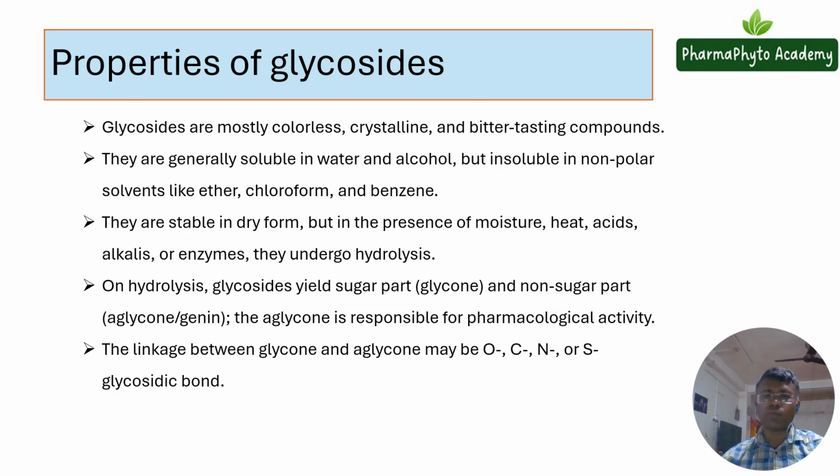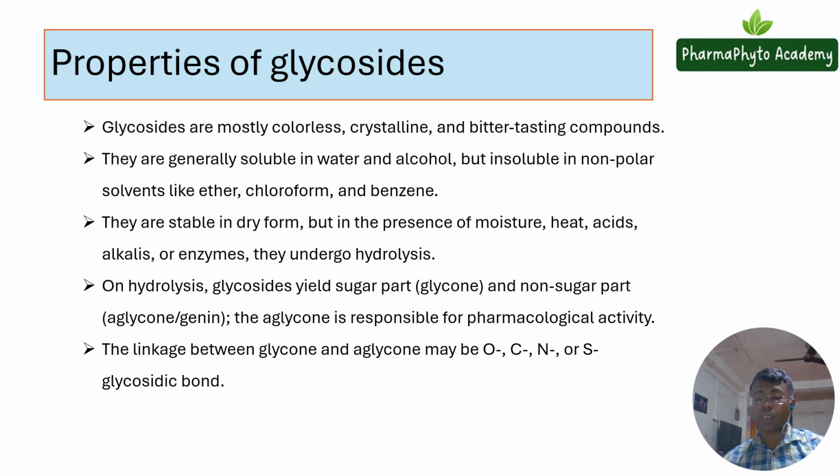So now let us see the properties of glycosides. These glycosides are colorless, crystalline, and bitter tasting compounds. They are generally soluble in water and alcohol, but insoluble in non-polar solvents such as ether, chloroform, and benzene. In the dry state they are stable, but in the presence of moisture, heat, acids, alkalis, or enzymes, they undergo hydrolysis.